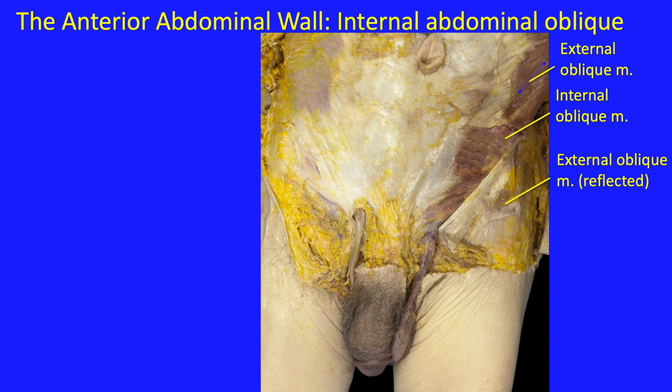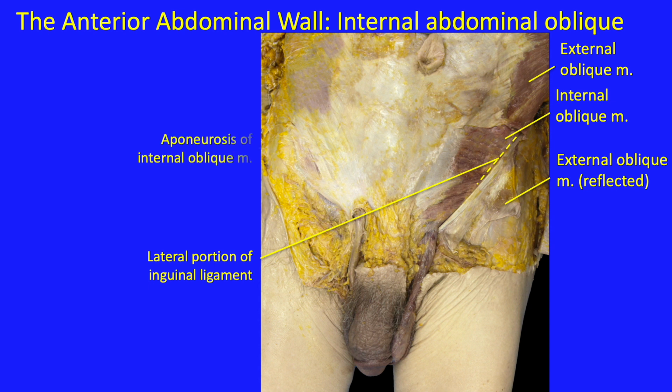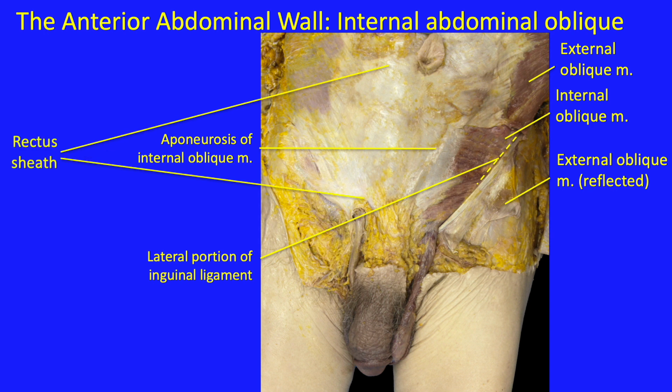If you're wondering in your own dissection whether you have separated the muscles at the correct plane, simply follow the orientation of the fibers to get your answer. The internal oblique originates from the lateral portion of the inguinal ligament and attaches to the contralateral side via its own aponeurosis. The aponeurosis of the internal oblique also contributes to the rectus sheath.